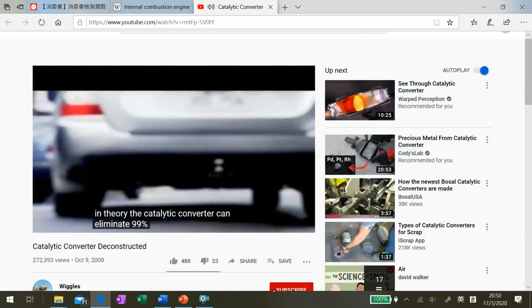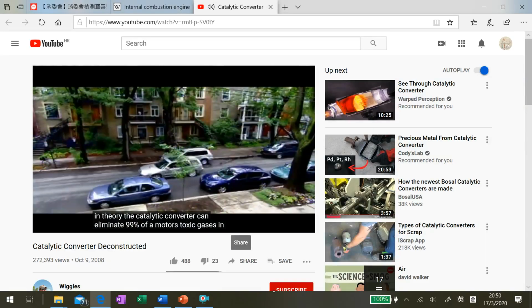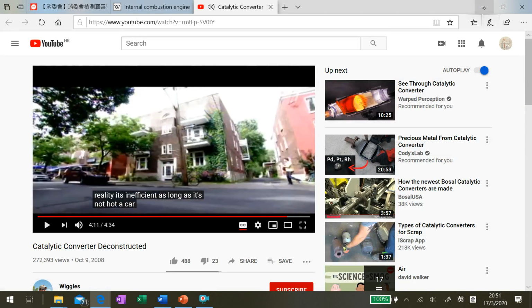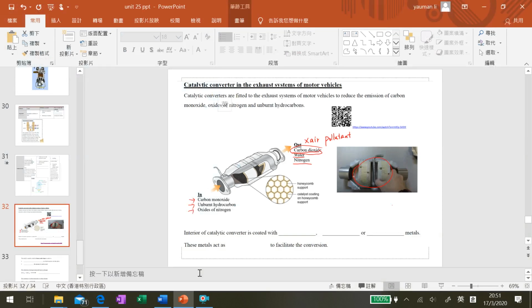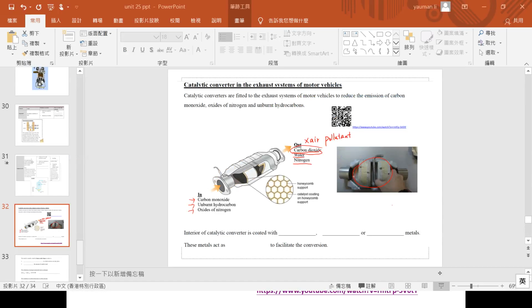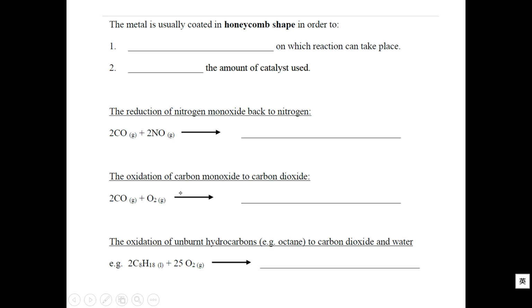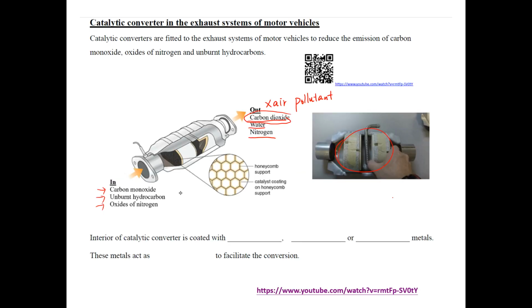In theory, the catalytic converter can eliminate 99% of a motor's toxic gases. In reality, it's inefficient as long as it's not hot. So now you should understand more about the catalytic converter. So remember, it is these that become the less harmful products. So there are three types of catalysts inside the catalytic converter.